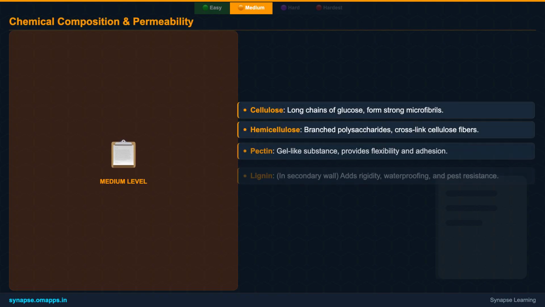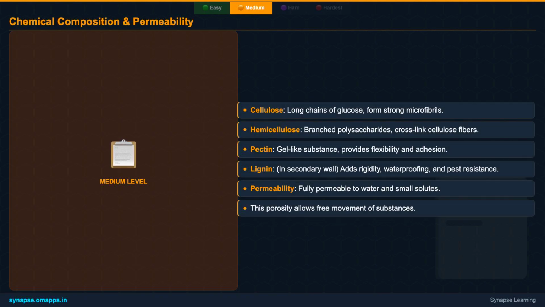Let's look at the chemistry and how things get in and out. The plant cell wall's strength comes from cellulose, long chains of glucose that form strong microfibrils. These are cross-linked by hemicellulose, branched polysaccharides, and embedded in a gel-like matrix of pectin, which also aids flexibility and adhesion. In woody plants, lignin is incorporated into the secondary wall, adding immense rigidity, waterproofing, and pest resistance. Unlike the cell membrane, the cell wall is fully permeable to water and small solutes, meaning it has pores that allow substances to pass through freely, making it distinct from the selectively permeable membrane beneath it.